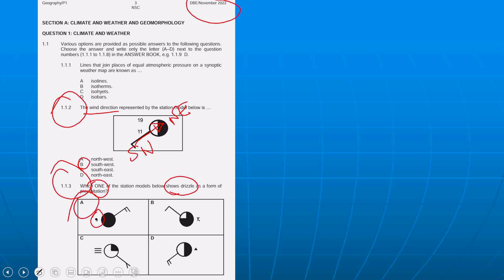Go through your question papers from 2020-2021 up to 2024, your trial exam, and see if they cannot assist you in terms of getting ready for your final exam.